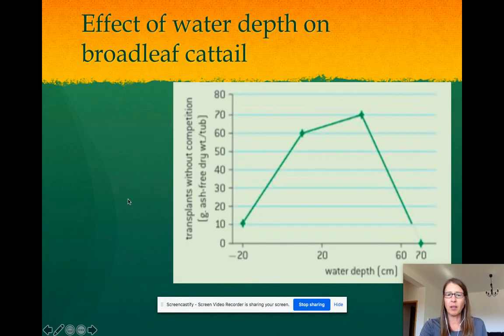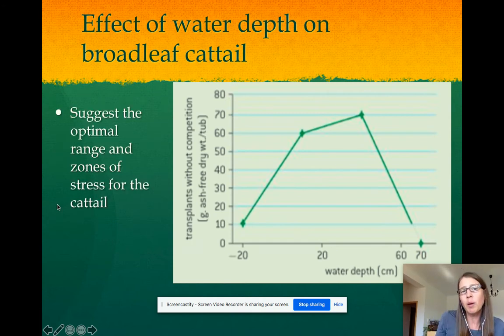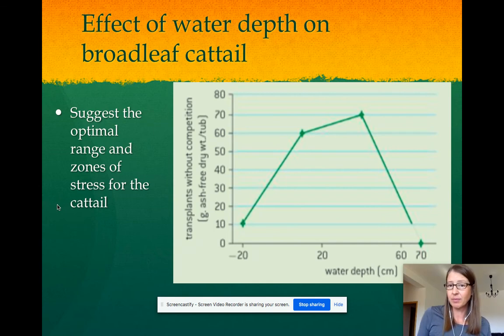Here's another example from your book. It's kind of interesting. And so would you be able to suggest the optimal range and zones of stress for the cattail by looking at this graph? Go ahead and take a minute to do it. All right. So you can see here, this is transplants without competition, ash-free dry weight in a tub, and here's the water depth. So this is essentially just showing you the amount, right? The biomass or whatever it may be.